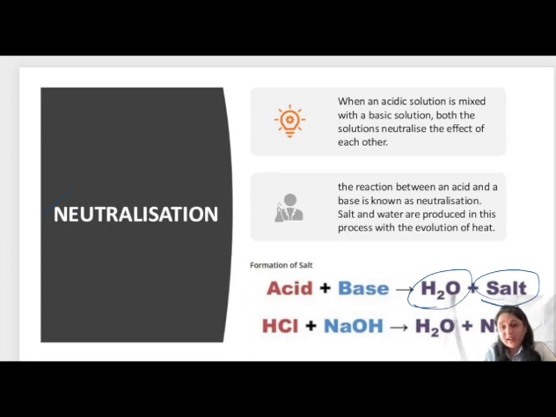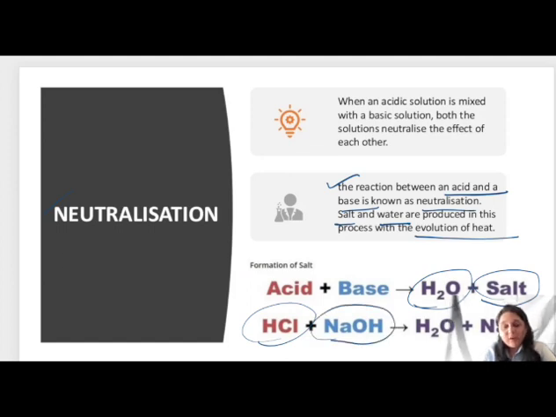So the reaction between an acid and a base is known as a neutralization reaction. And what do we get from this reaction? We get salt and water and some heat. There will be some evolution of heat also. Let's take an example. We are taking HCl, hydrochloric acid, as the acid, and sodium hydroxide as the base. If we put these two together, we will get sodium chloride, that is your salt, and H2O, that is your water. So this is your neutralization reaction.